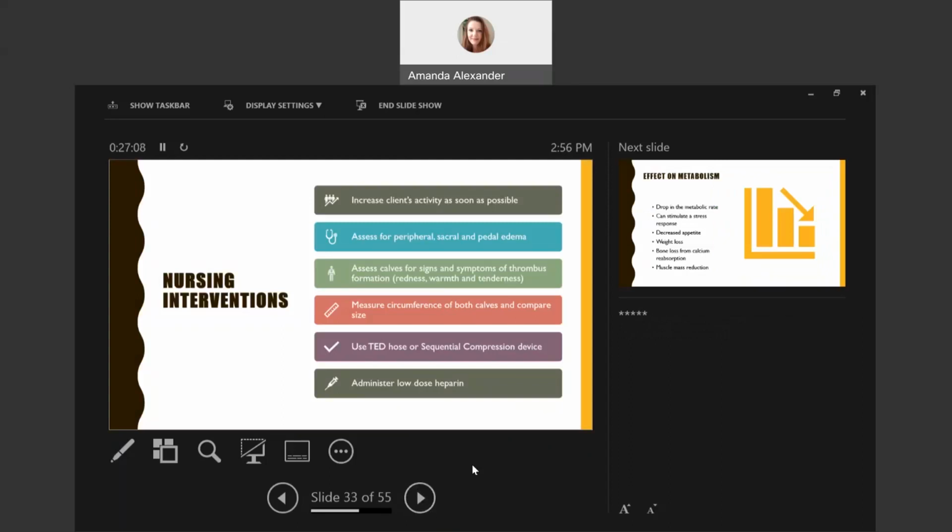Nursing interventions that you can help the client with if they are immobile and are at risk for cardiovascular risk are to have the patient up and moving as soon as possible. Assess for peripheral, sacral, or pedal edema. Anywhere the tissue settles, the fluid will also. Assess calves for signs and symptoms of thrombosis formation. This would include redness, warmth, and tenderness.